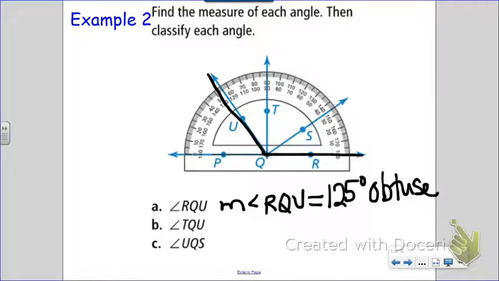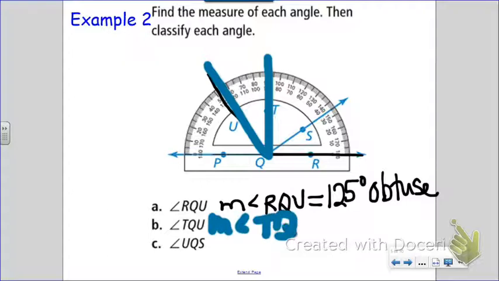Angle TQU, its measure, we go from 90 up to 125 degrees. So we have a total of 35 degrees, which makes it acute.